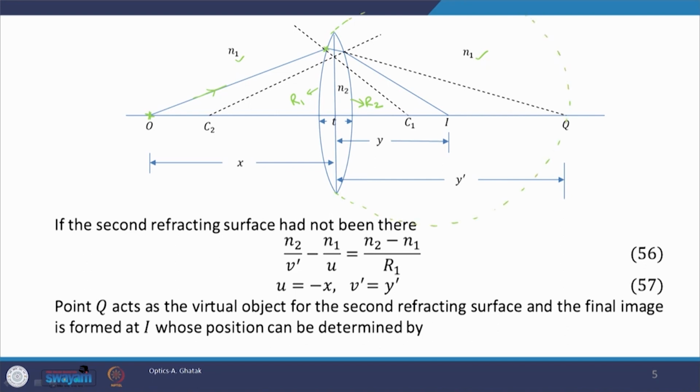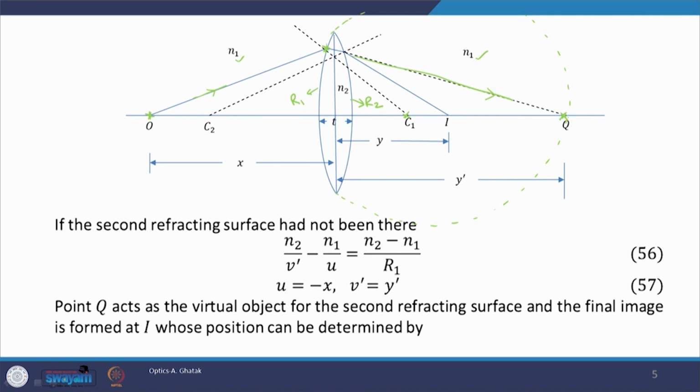This sphere has center C1, and the light after refraction will go, let us suppose, to point Q. The light starts at point O and falls at the first interface of the spherical surface, and due to the refraction at this point of incidence, the light ray follows this path and falls at point Q.